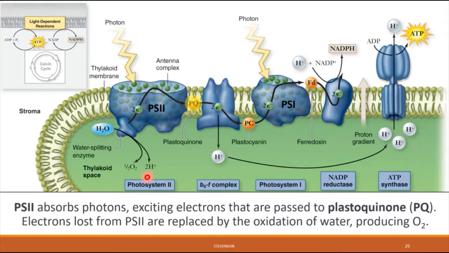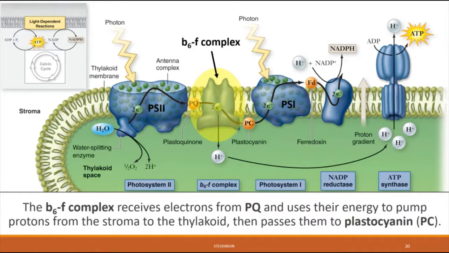product is some of these hydrogen ions, these protons, as well as molecules of oxygen gas. This is where the oxygen gas comes from that is given off by plants and other autotrophs. It comes from the splitting of water molecules in order to replace the electrons that have been excited by sunlight and forced to leave photosystem 2. Let's continue to follow these electrons on their path.